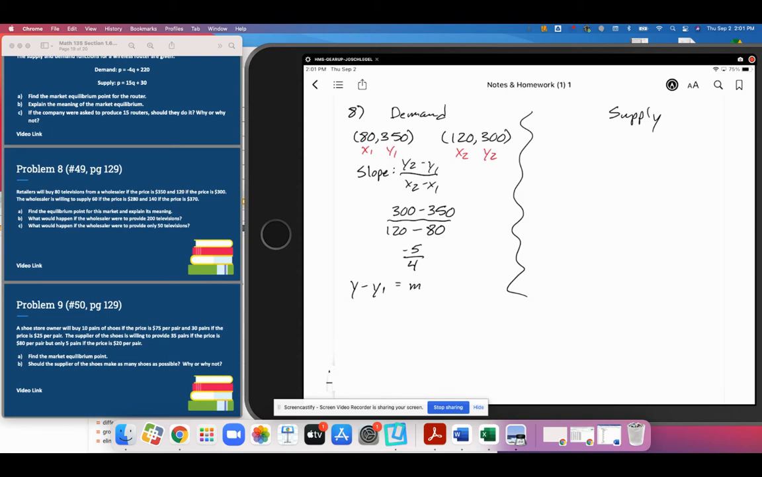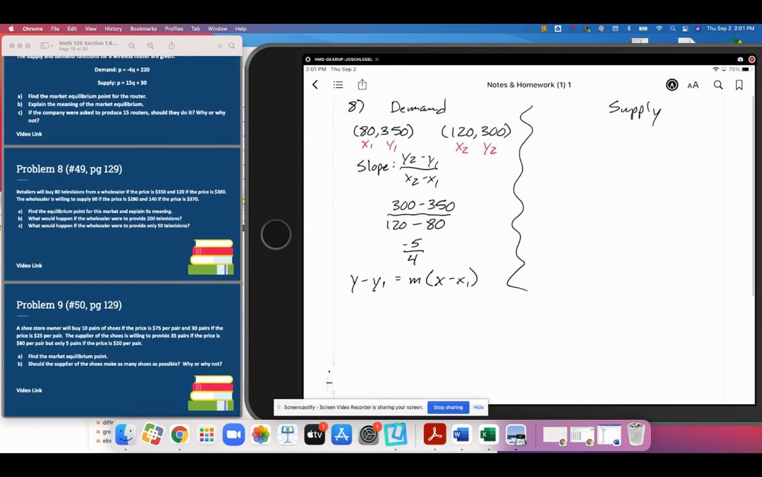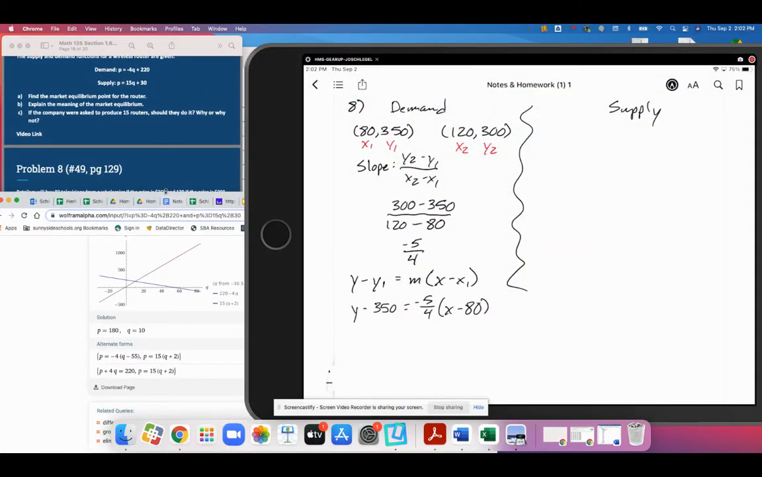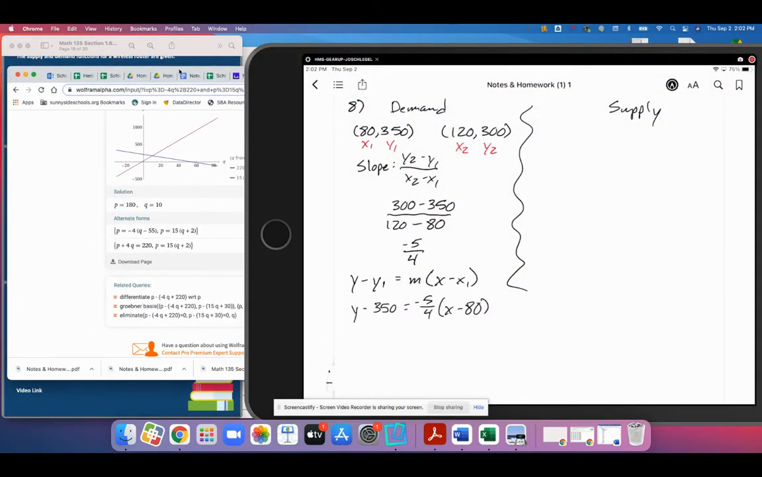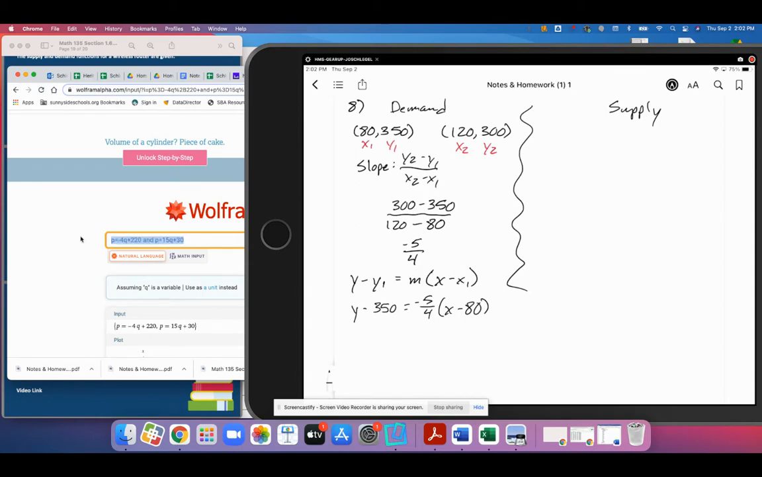So y minus y1 equals m times x minus x1. We've got our y1 value is 350, our slope is negative 5/4, and our x1 is 80. As usual, we do not like that quite as much as we do slope-intercept form. So let's go ahead and feed that to Wolfram and get our preferred equation instead.